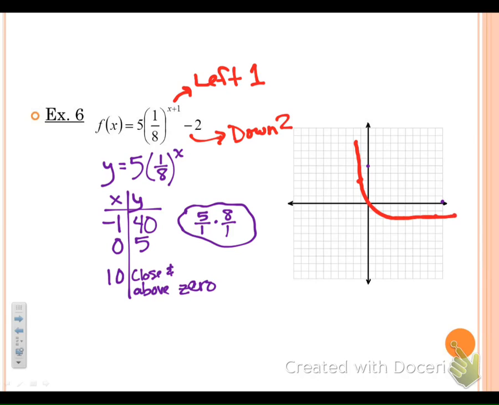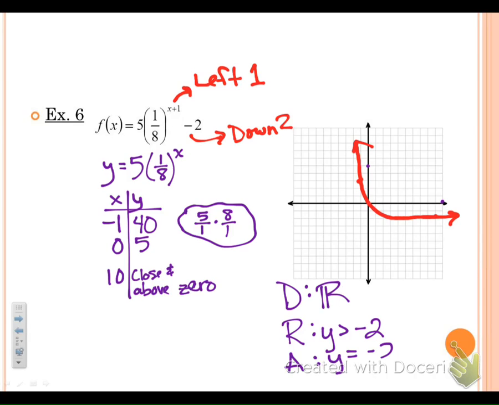Keeping the shape. Notice where the flat line is at. That's going to adjust. It's not going to adjust our domain. Domain stays all real numbers. But the range now changes. The range is adjusted because of this down 2. So all the coordinates, the outputs, are going to be above -2. And the asymptote is relatable. Y is equal to -2.